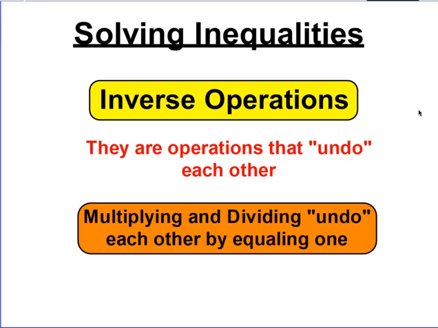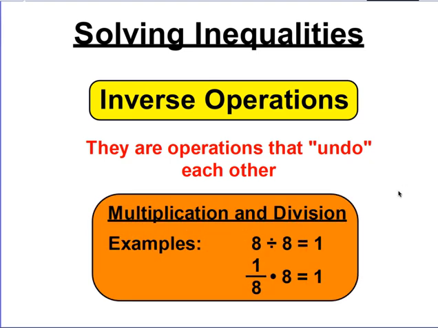Multiplying and dividing works the same way, except the answer to the problems will be 1 instead of 0. So if you remember the inverses that we talked about, 8 divided by 8 is 1, and 1/8 times 8 is equal to 1. So we're going to use those concepts again, like I said, to solve our inequalities.